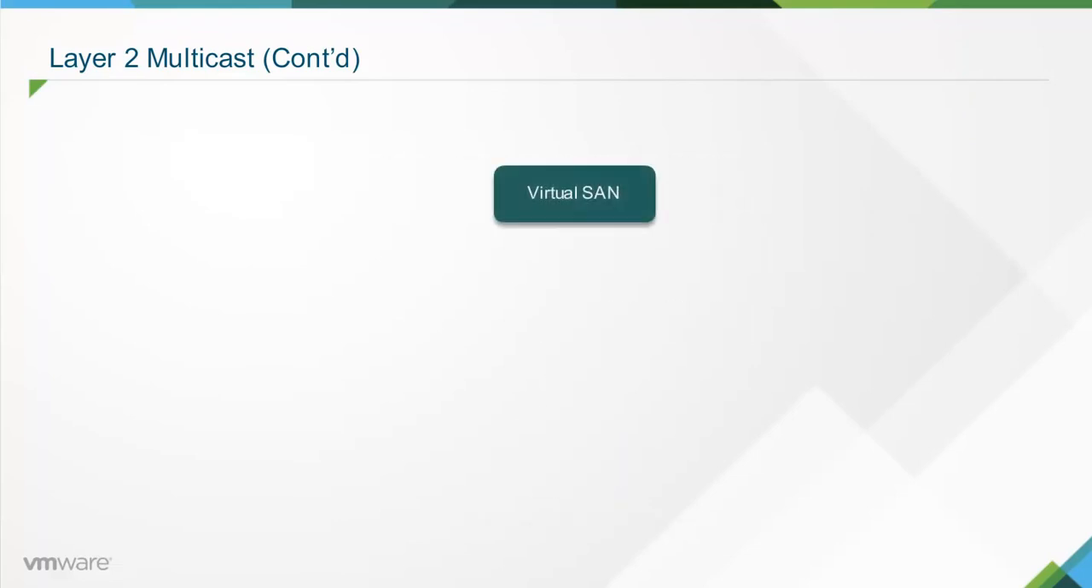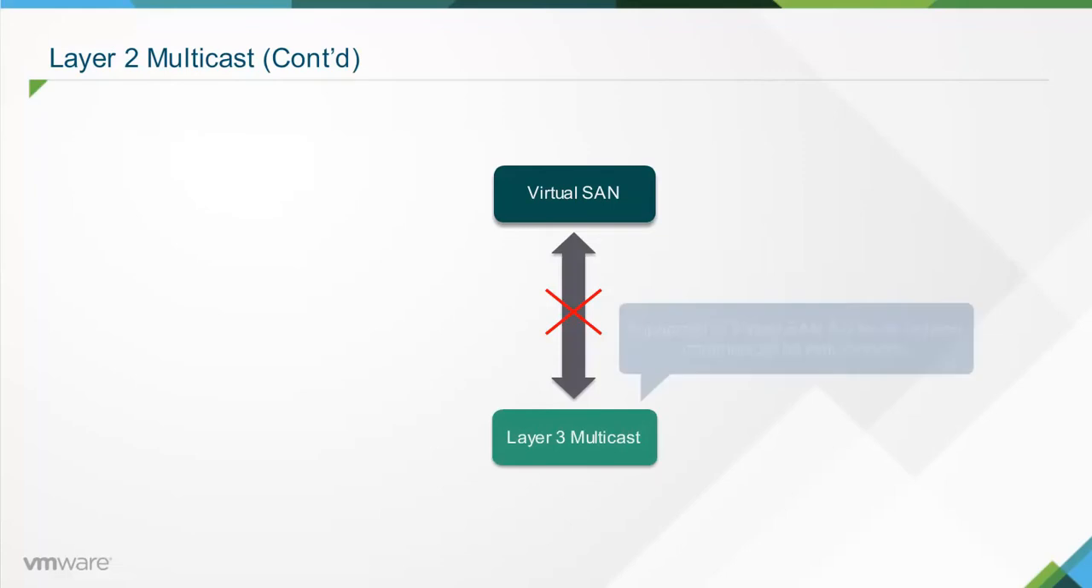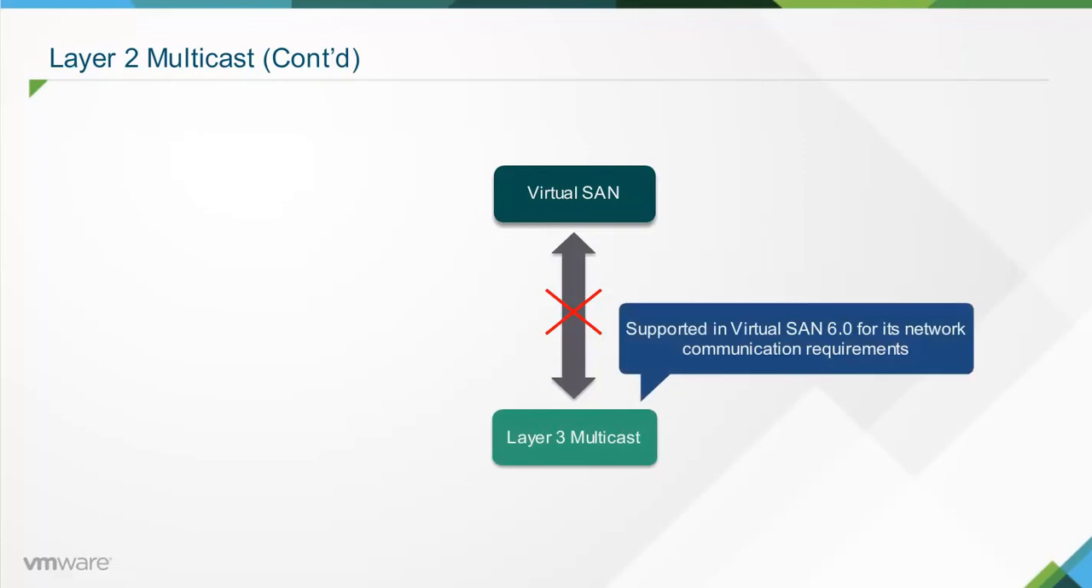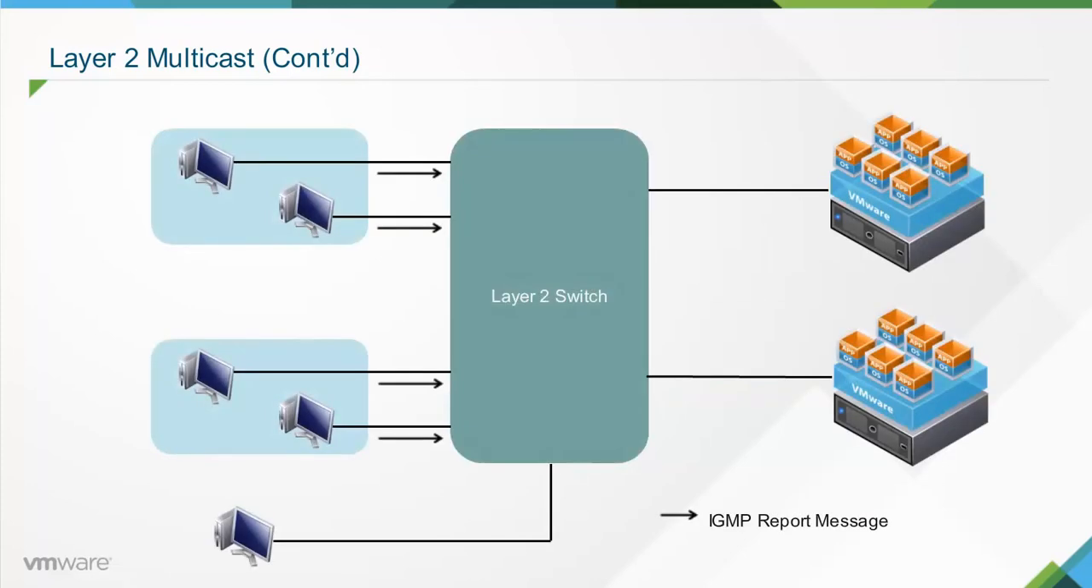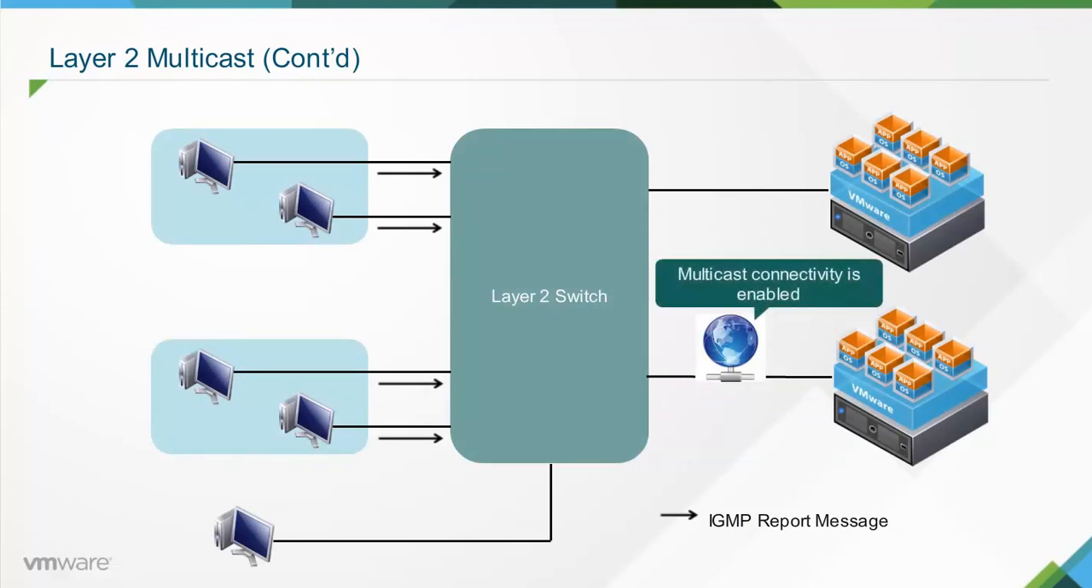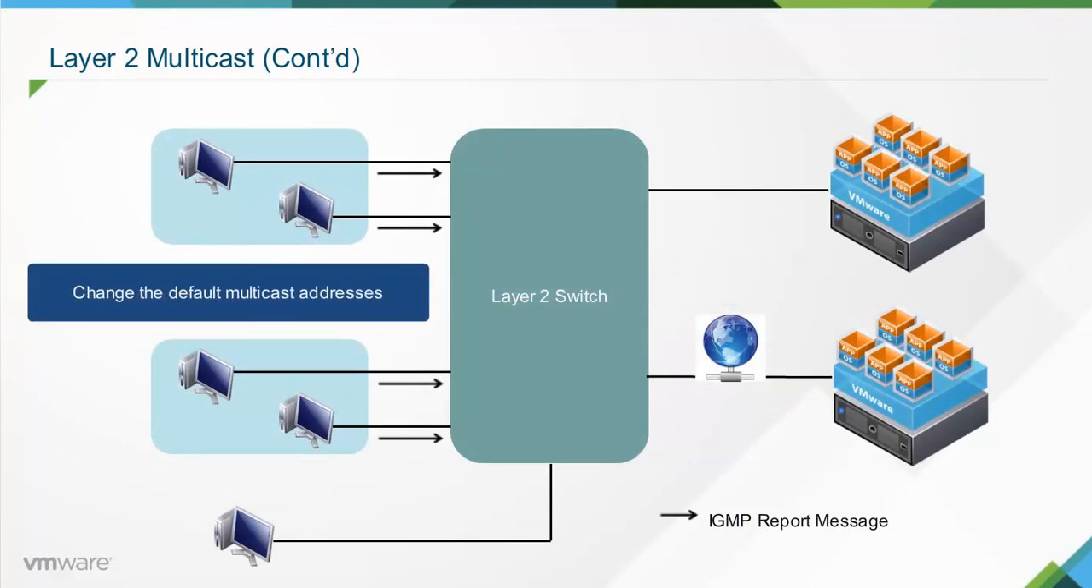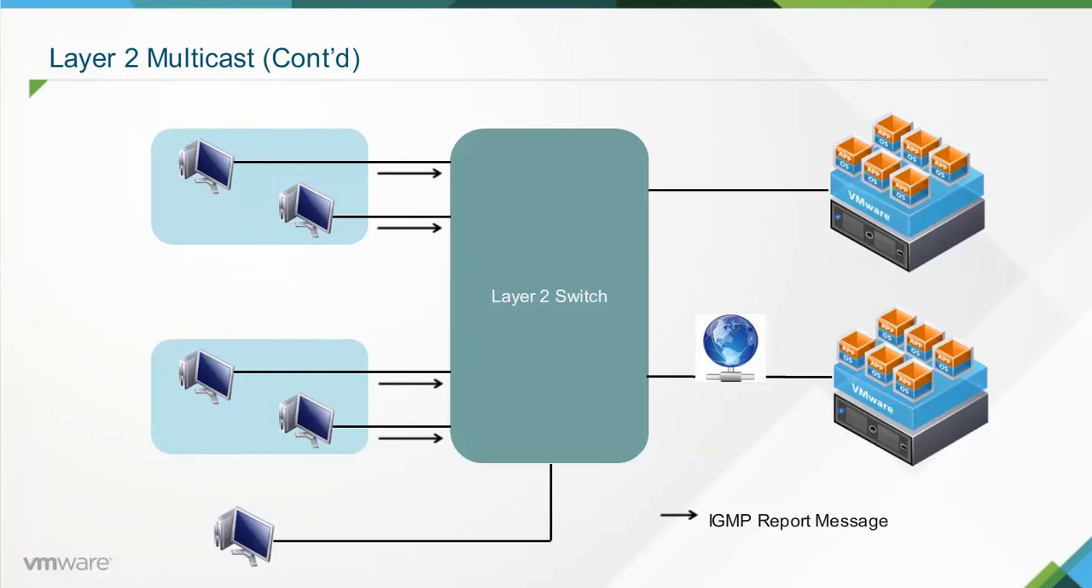Also, Virtual SAN does not require Layer 3 or L3 multicast, which is now supported in Virtual SAN 6.0, for any of its network communication requirements. If the hosts participating in Virtual SAN span across multiple switches or L3 boundaries, the network must be configured in such a way that multicast connectivity is enabled. You can also change the default multicast addresses if required by your network environment, or if you are running multiple Virtual SAN clusters on the same L2 network.